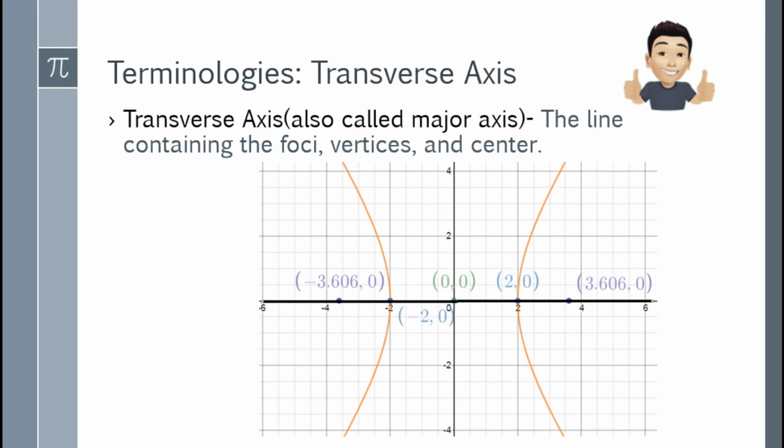Let's move on. Let's go to the transverse axis. Ang tawag dito sa transverse axis ay minsan tawag din major axis. It's the line containing the foci, vertices, and center. So, yung nakalagay yung foci, vertices, and center mo, ay yung transverse axis or major axis.